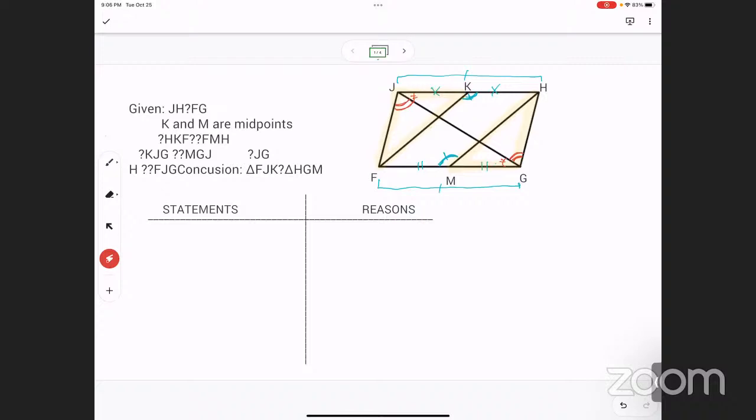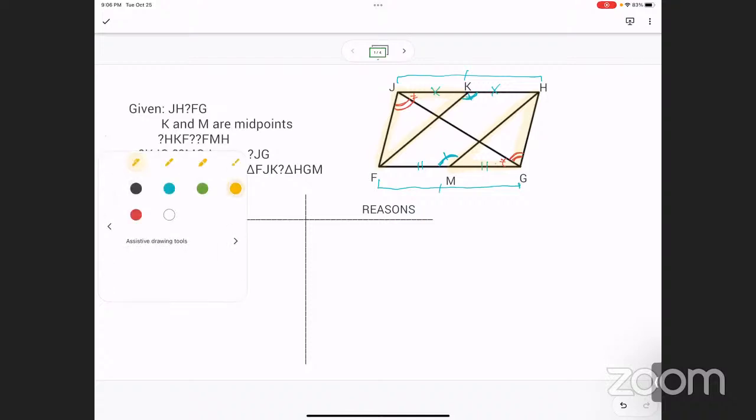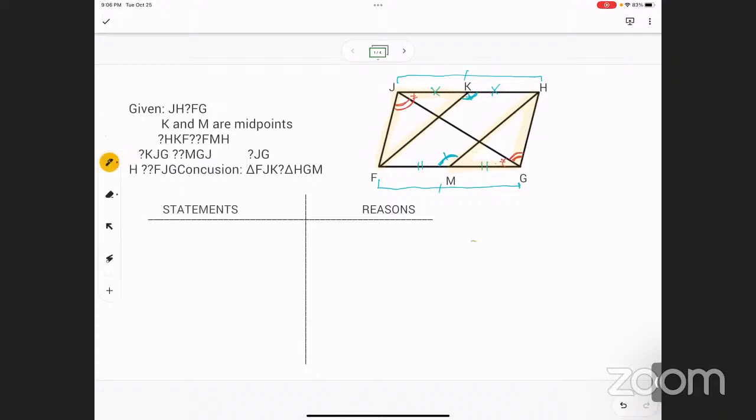We can say that JFG is congruent to JFK because they make a supplementary. No, never mind. Okay, so you were saying JFG. You're saying this big angle? Is that what you meant? No, I messed up there.